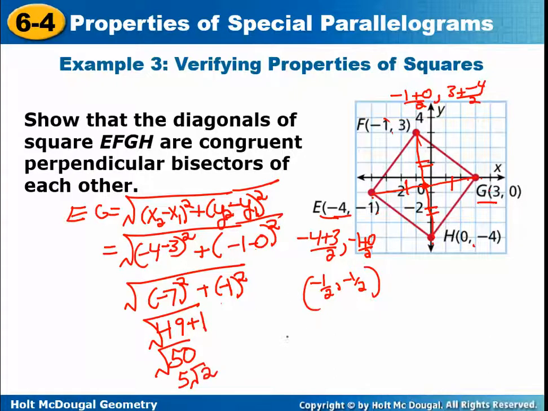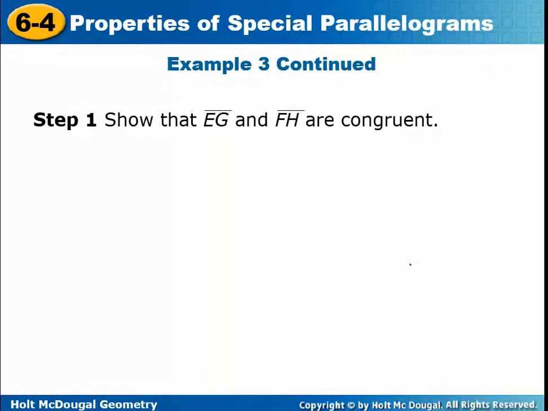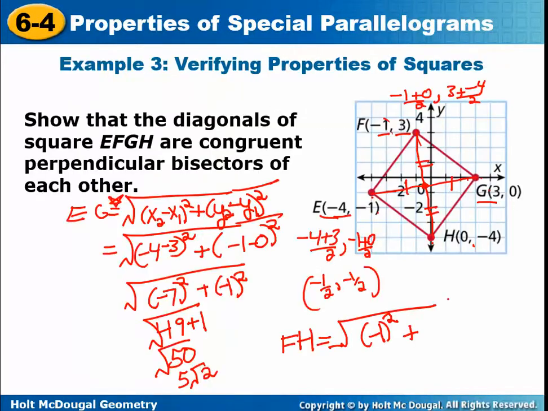Now I'm going to take the distance of FH and see if I get the same thing. So the distance from F to H is given by the distance formula, which I already wrote down right here, so I'm not going to write that all again. I'll start with F. -1 minus 0 would be -1 squared, and then 3 minus -4 is the same as 3 plus 4 squared.